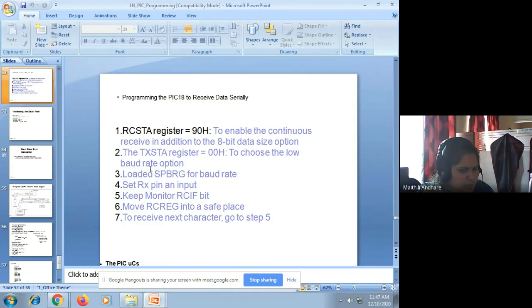To choose low baud rate operation, then load the SPBRG register. For reception also, you have to specify the baud rate at which the data is received, so obviously you have to load the baud rate value. Set the RX pin as an input pin because we are receiving data on this pin. Then just keep monitoring the RCIF flag. When this flag is 1, it indicates that data is available in the RCREG register. So read the RCREG and move the data to any other safe place or register. That's it. If you want a continuous process, go back to the starting position.